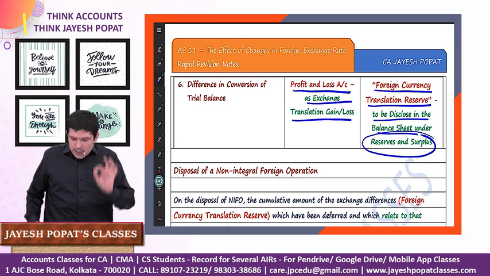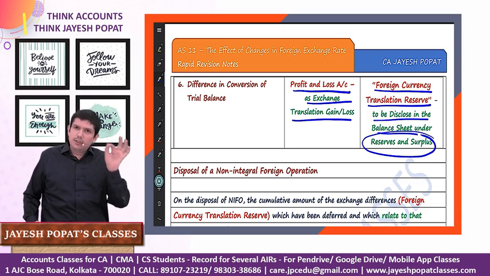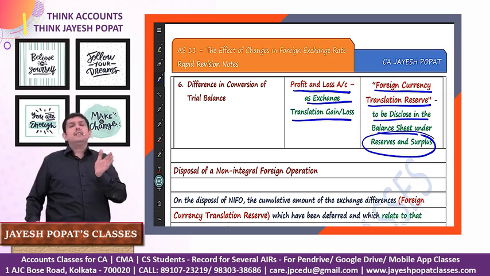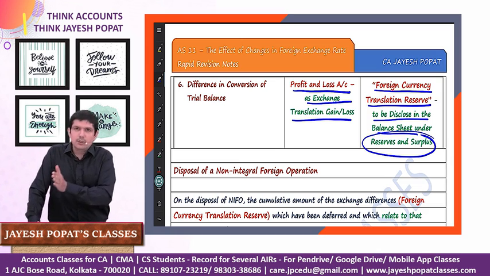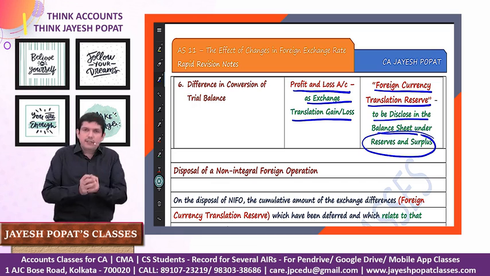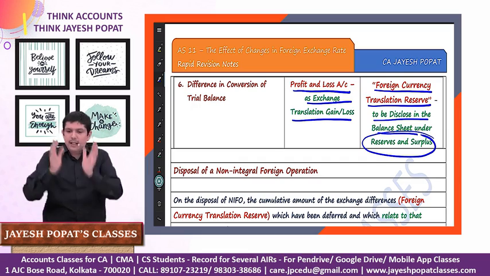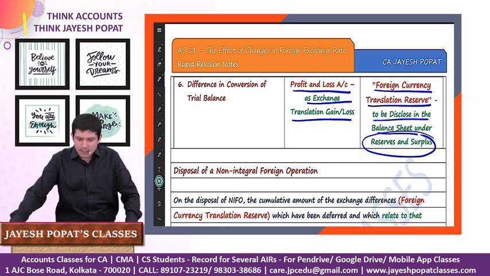In case of translation of fixed assets, for integral foreign operations we will take the rate on the date of the transaction, whereas for non-integral we will take the closing rate. When the trial balance does not tally, that difference in integral goes to PL, and in non-integral it will be accumulated in foreign currency translation difference.